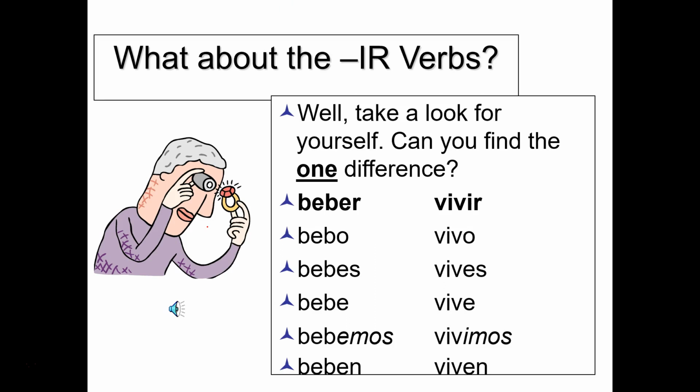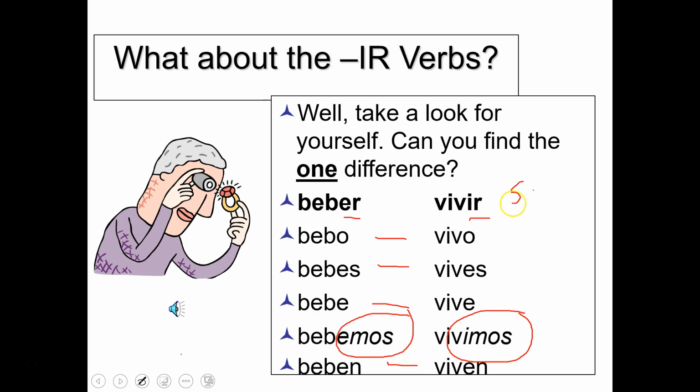So, the only difference is this one over here. These are different between ER and IR. The rest of them are the same. So, for IR and ER it's easy because they're basically the same, but they have one exception to the rule, okay? Apart from those, we don't have any other differences.